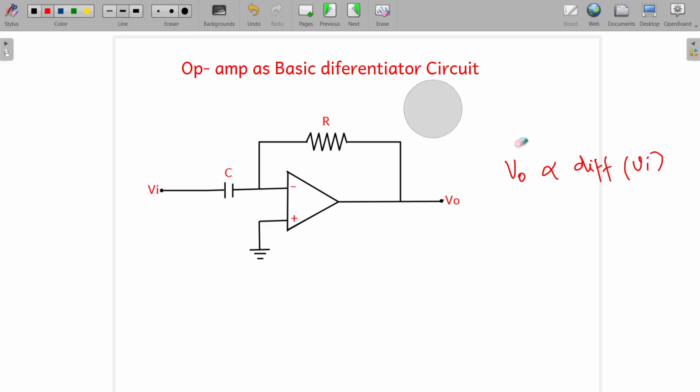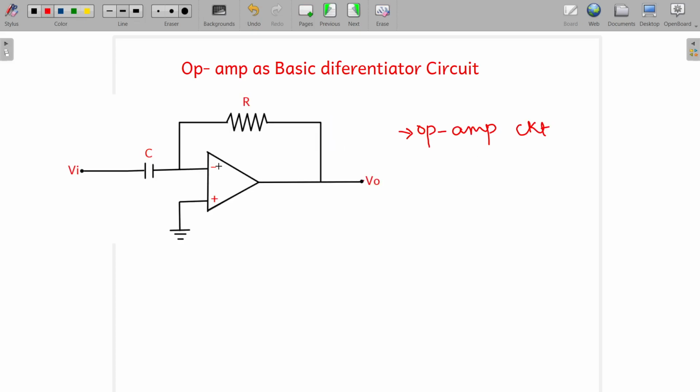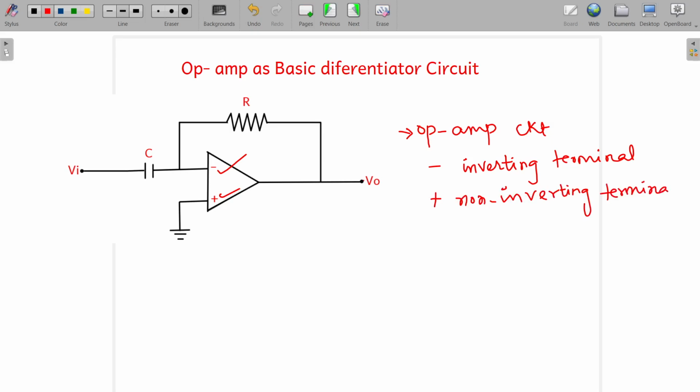Before going to see about this, we'll see the structure of this differentiator circuit. So this is your op amp and this terminal is the inverting terminal. So here you have the inverting terminal and this one is the non-inverting terminal. To the non-inverting terminal the ground is connected, and to the inverting terminal the input voltage is connected through this capacitor. So the input path consists of the capacitor and this is the feedback path, and in the feedback path the resistor R is connected.